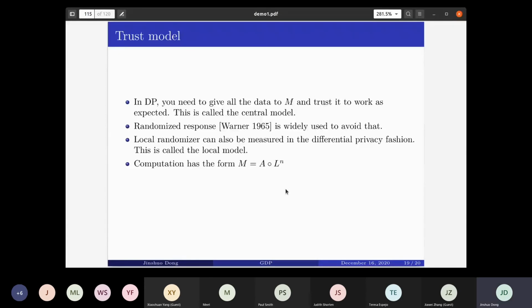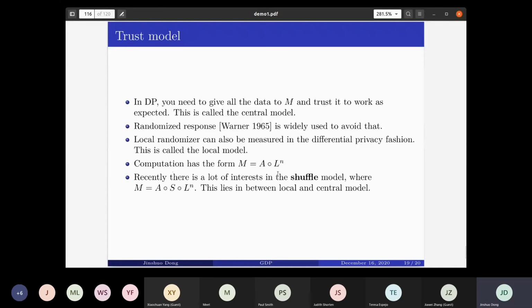But there's a disadvantage. In the central model, you only need to add relatively little noise compared to the statistical fluctuation. But in randomized response, this significantly affects your statistical efficiency, or it decreases your effective sample size by a lot. So people are looking for things in between. And recently, there's a lot of interest in the so-called shuffle model, where you still do a little bit of local randomization, and then you hand your data to a trusted shuffler, and they're going to shuffle your data so that no one can tell who's who. And then the computation comes afterwards. So the entire process need not be trusted. The only thing that needs to be trusted is the shuffling process. And this lies in between the local and central model.